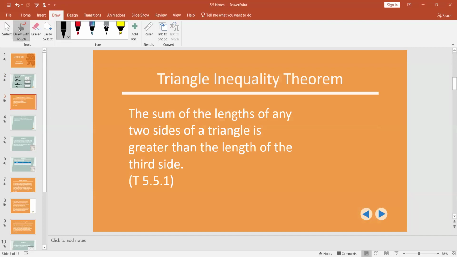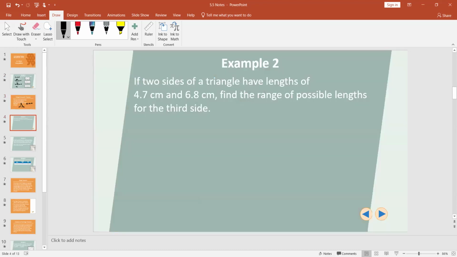So if you have a triangle ABC, then AB must be less than BC plus AC, and then that goes for each individual side. So let's look at an example.